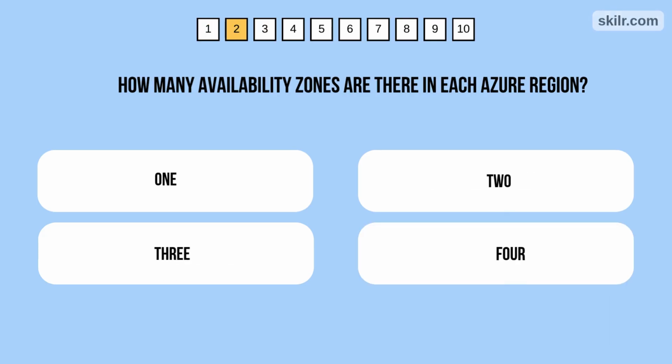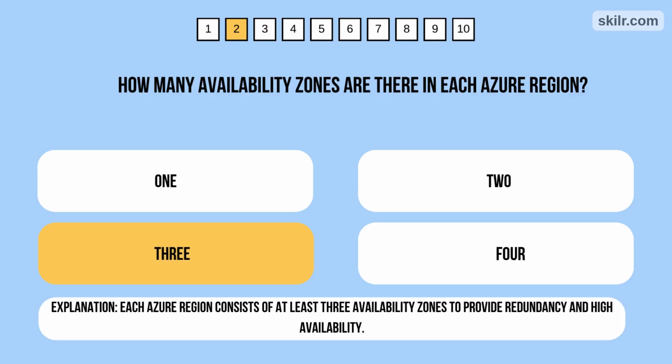Question 2. How many availability zones are there in each Azure region? The answer is 3, as each Azure region consists of at least 3 availability zones to provide redundancy and high availability.